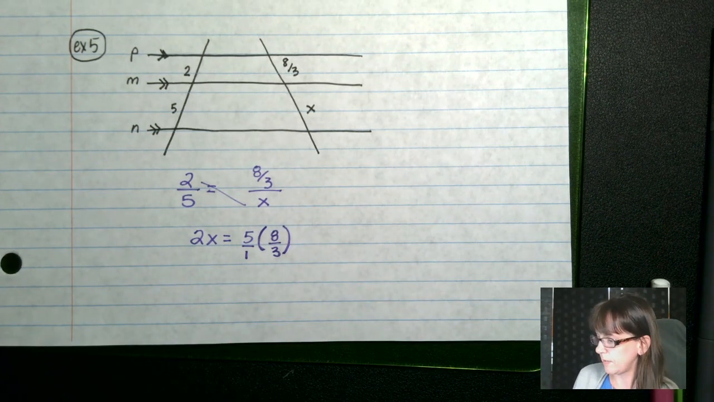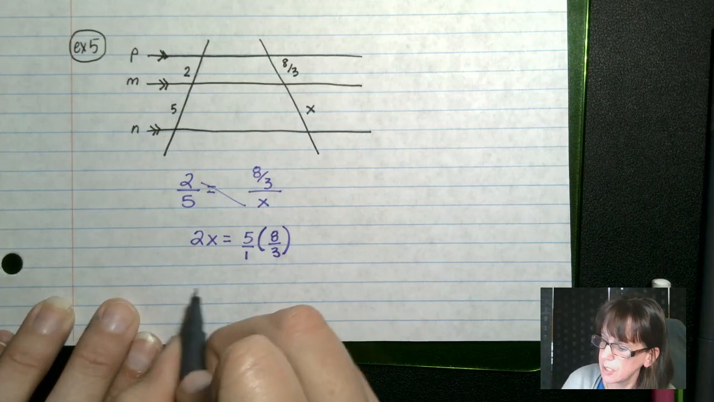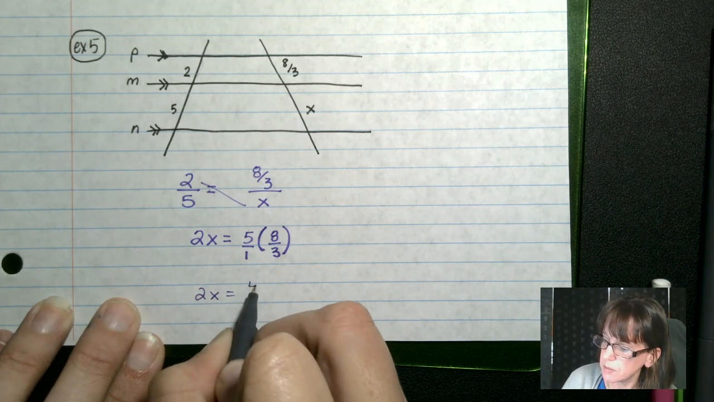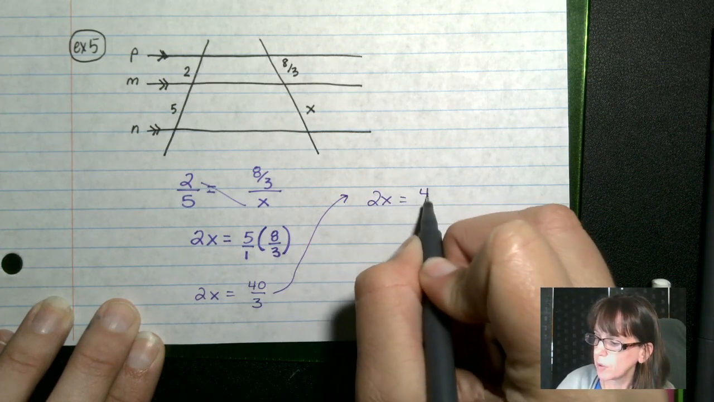This was my favorite purple pen, but it's not working so great. I went ahead and put 5 over 1 just because I'm dealing with fractions, right? Cross multiply. So we have 2x equals 40 over 3. Come over here. 2x equals 40 over 3.